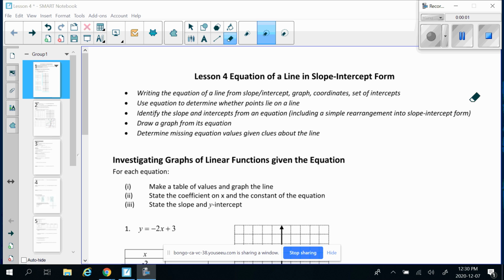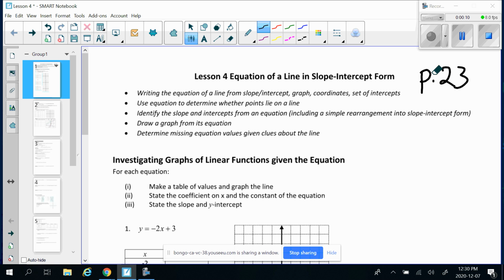Lesson 4, which is on page 23 of your photocopied booklet. If you printed it and yours doesn't say page 23, then you need to label it, please. So today we're looking at the equation of a line and how we can come up with that equation.